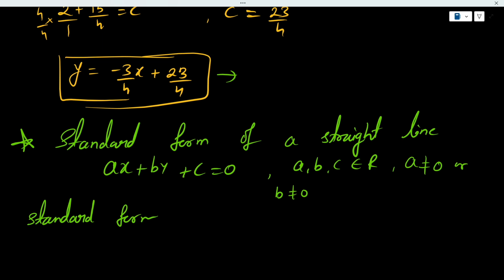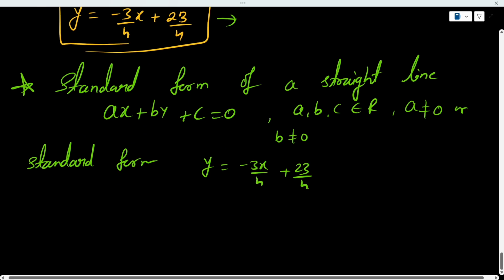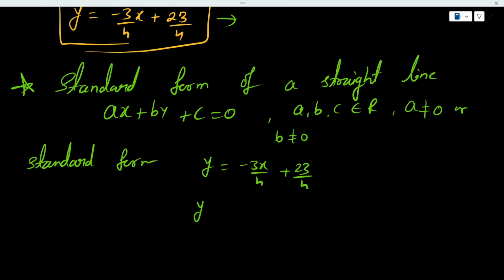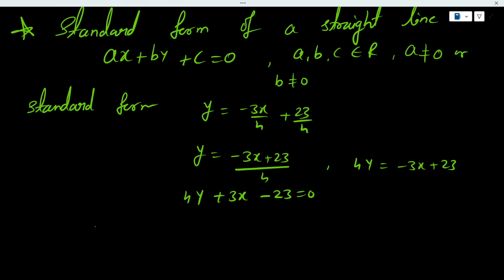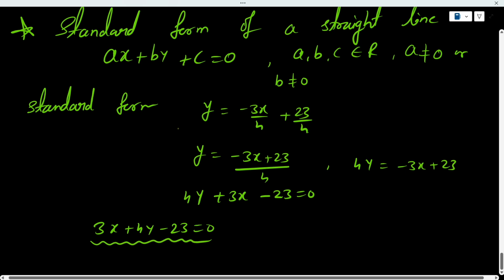This is standard form. If I'm writing here y = -3x/4 + 23/4, you know that it should be in the form ax + by + c = 0. So can I take 4 common? It will be 4y = -3x + 23. I just transpose, and you know that everything should be on one side, so please rearrange. This is 3x + 4y - 23 = 0. This is called the standard form of a linear equation.